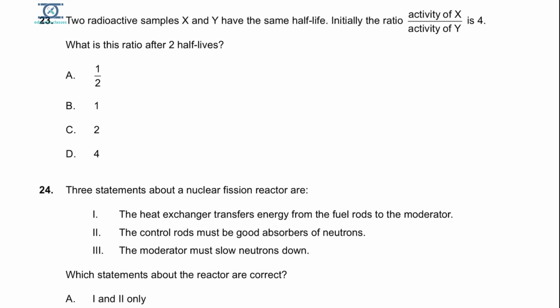Okay, now question number 23 SL. The two radioactive samples X and Y have the same half-life. Initially the ratio of X to Y is given to us as 4. Okay, so we have to find out what this ratio is after two half-lives.